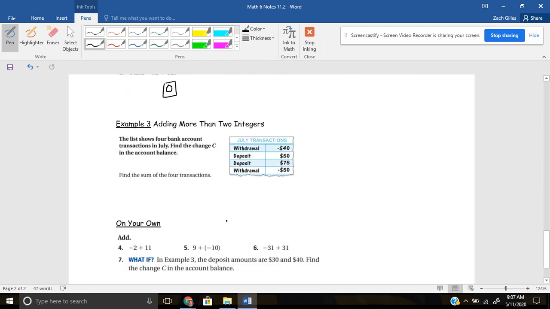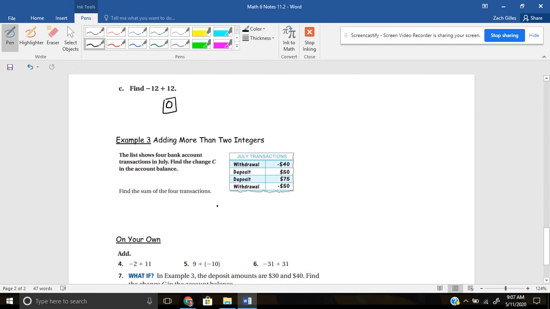All right, in example 3, we'll talk about a situation where you don't just have two numbers, but you have more than two numbers. How does that work? It says the list shows 4 bank account transactions in July. Find the change, C, in the account balance. Find the sum of the 4 transactions.